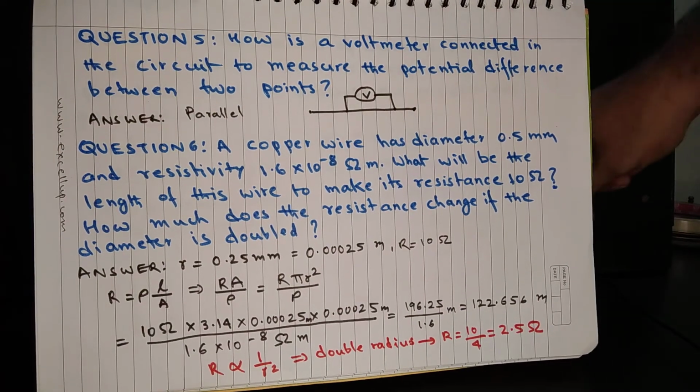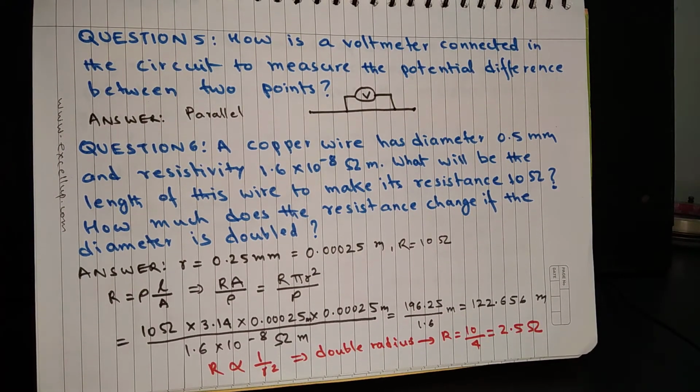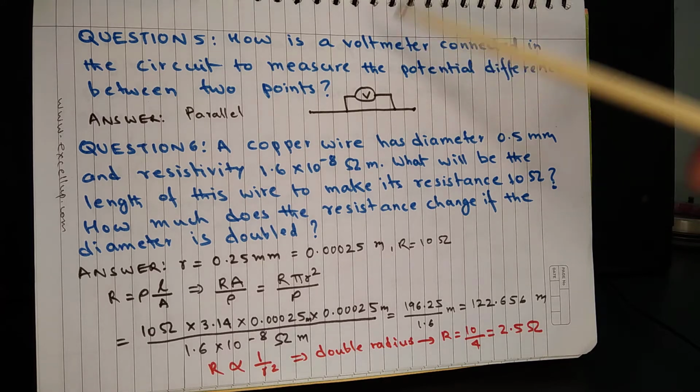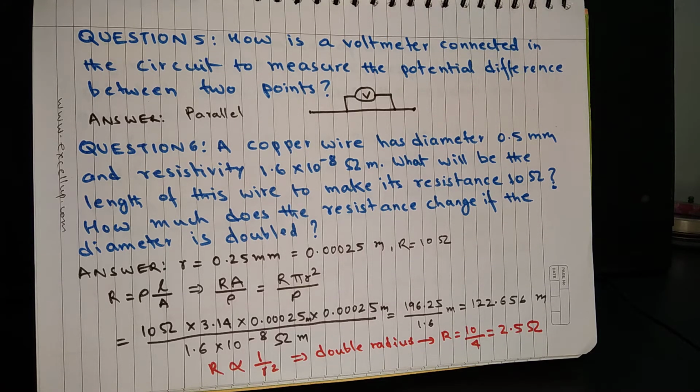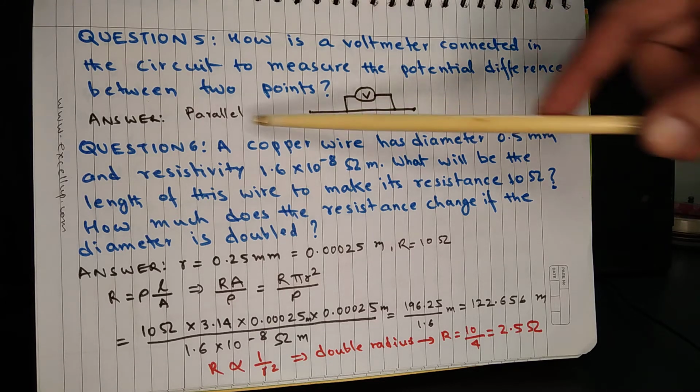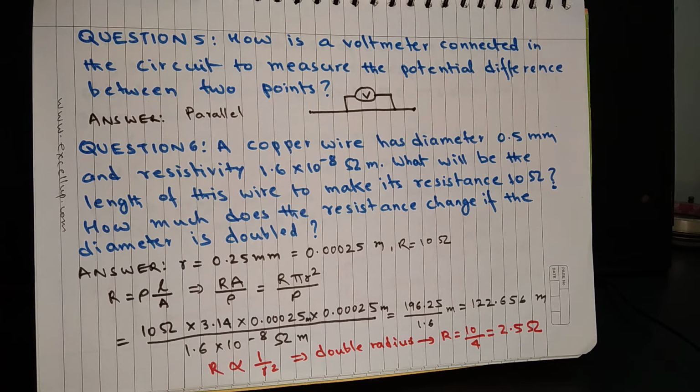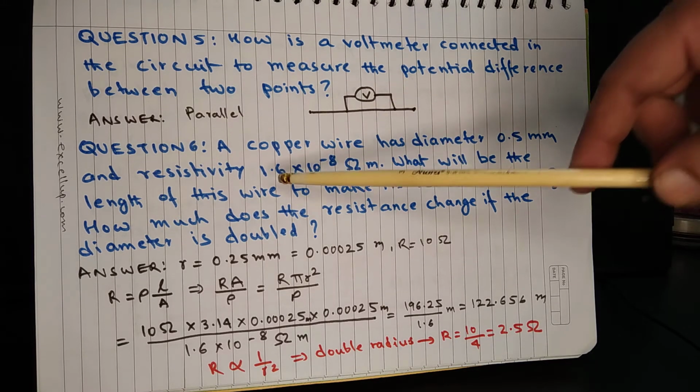Question 5. How is a voltmeter connected in the circuit to measure the potential difference between 2 points? So the answer is simple. The voltmeter is always connected parallel to the 2 points between which we need to have the potential difference.